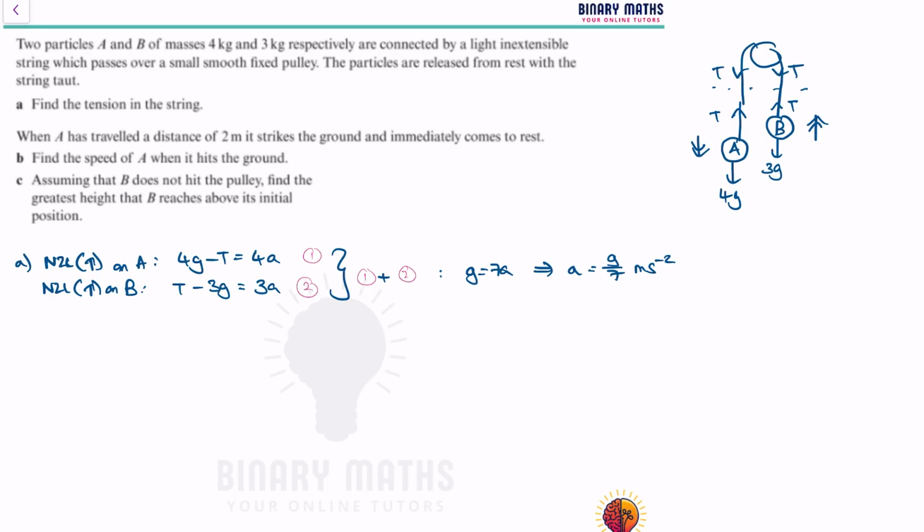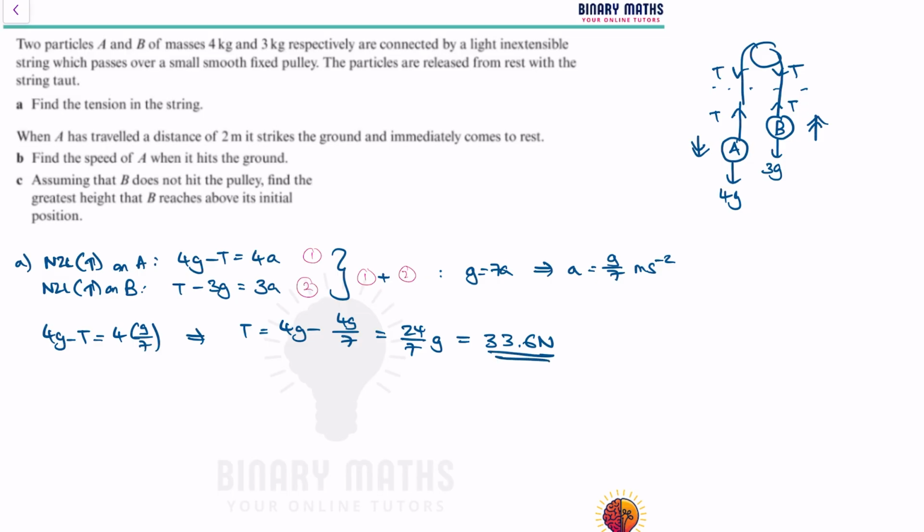So that's a, but we didn't want to find acceleration, we wanted to find T. So substituting into either one, 4g minus T is equal to 4 times g over 7, which implies T is equal to 4g take away 4g over 7, which is equal to 24 over 7 g. If you put that into your calculator, you get 33.6 newtons.